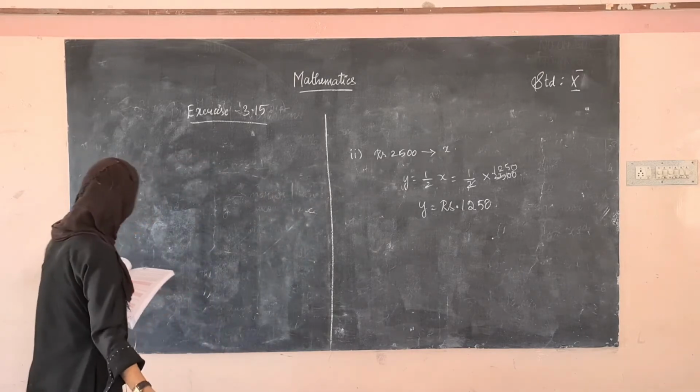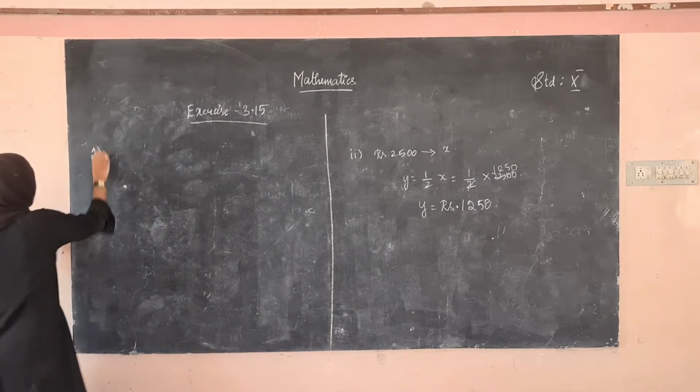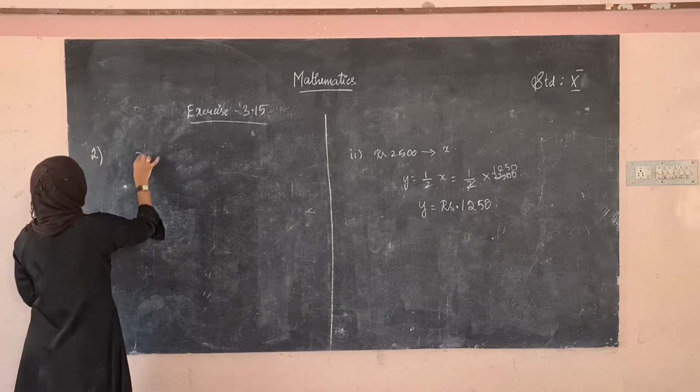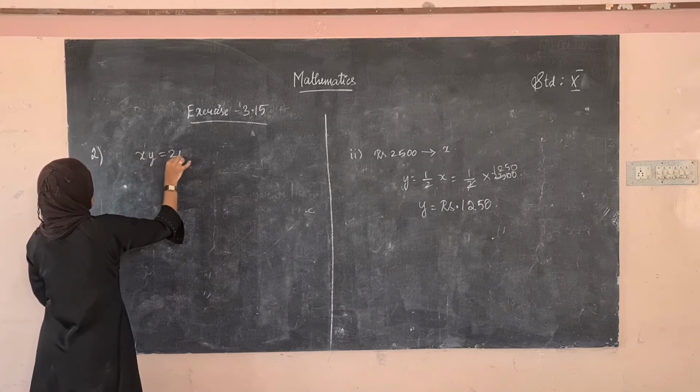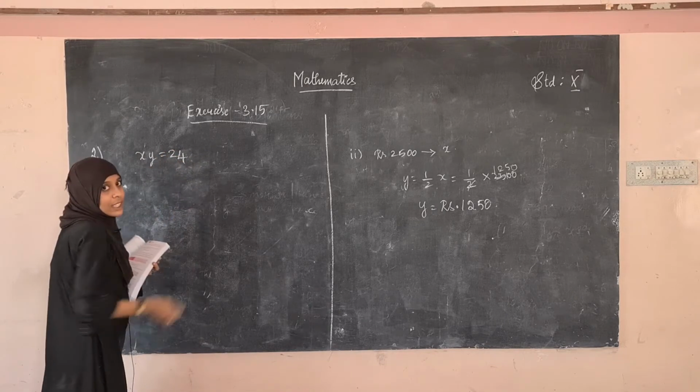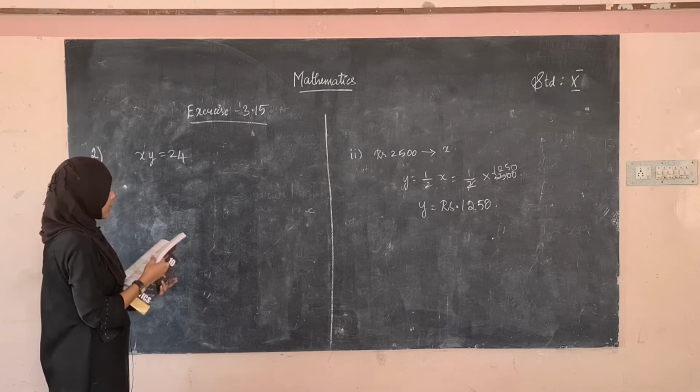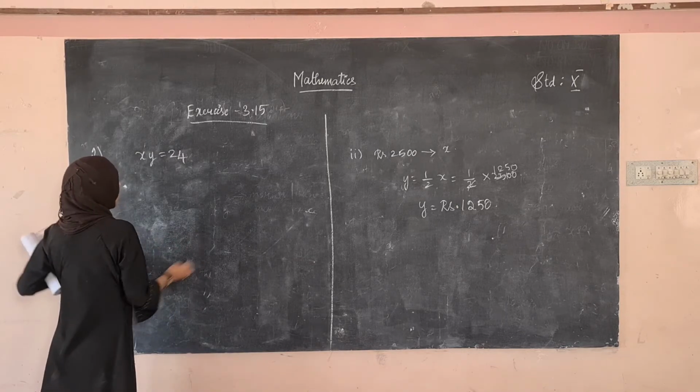Now the second sum. What's the second sum? Draw the graph of xy is equal to 24. This is the equation of indirect variation, right? You have to draw the graph of xy is equal to 24. Shall we draw the graph?